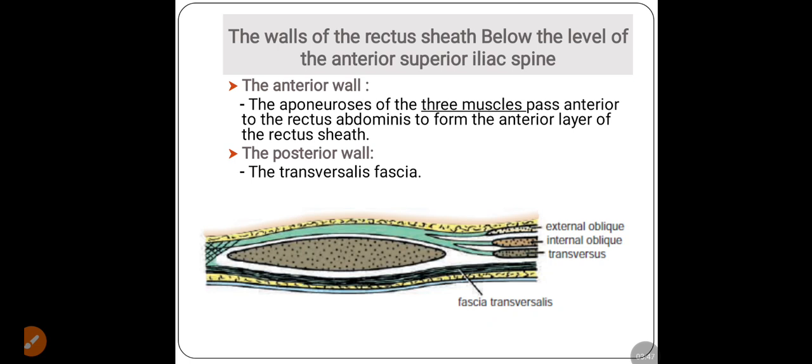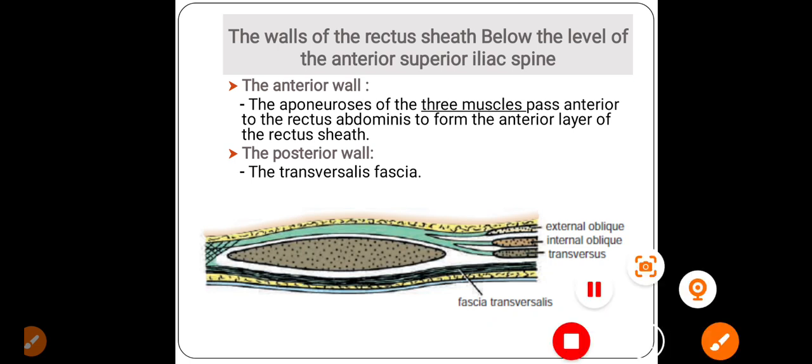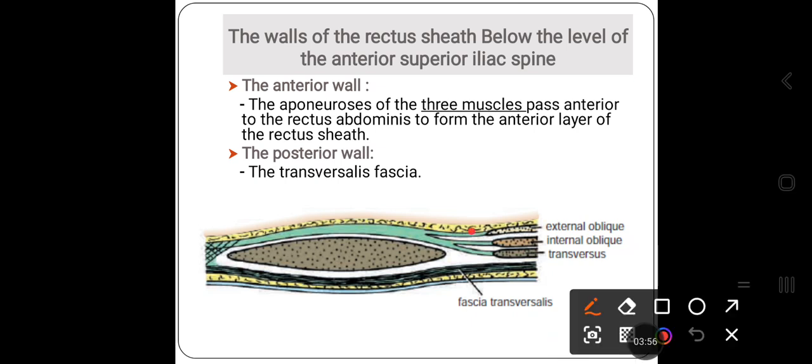The third and last level we describe is below the level of the anterior superior iliac spine. Here it has an anterior and a posterior wall. The anterior wall is formed by the aponeurosis of the internal oblique, external oblique, and transversus abdominis, and the posterior wall is related to the fascia transversalis. I will repeat it again.